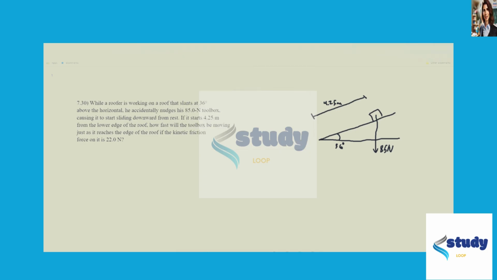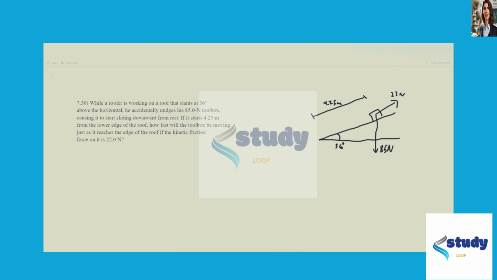Problem 730. While a roofer is working on a roof that slants at 36 degrees above the horizontal, he accidentally nudges his 85 Newton toolbox, causing it to start sliding downward from rest. If it starts 4.25 meters from the lower edge of the roof, how fast will the toolbox be moving just as it reaches the edge of the roof, if the kinetic friction acting on it is 22 newtons?